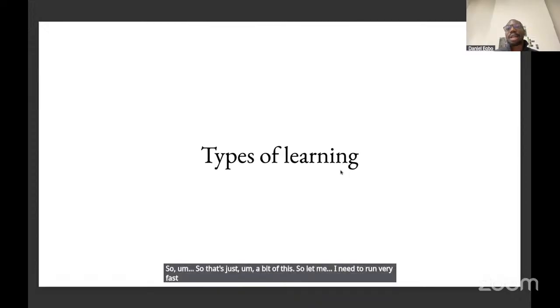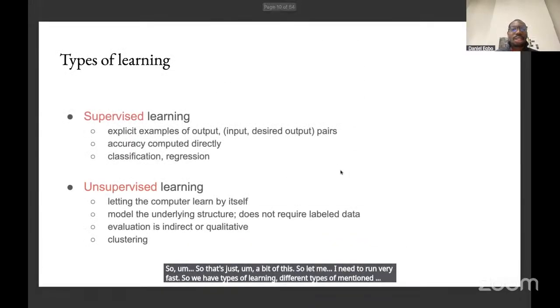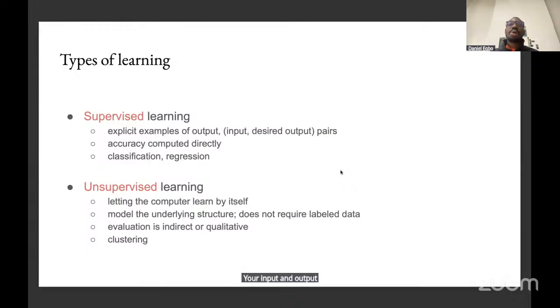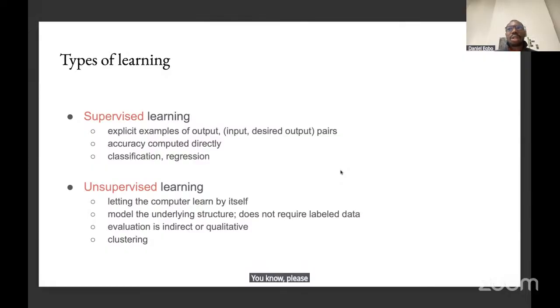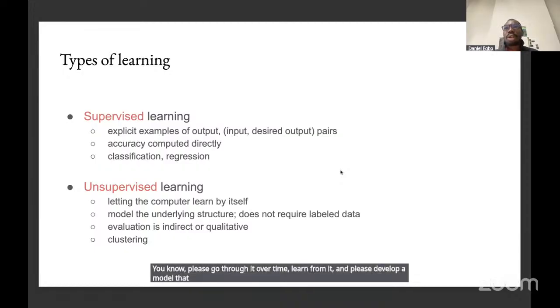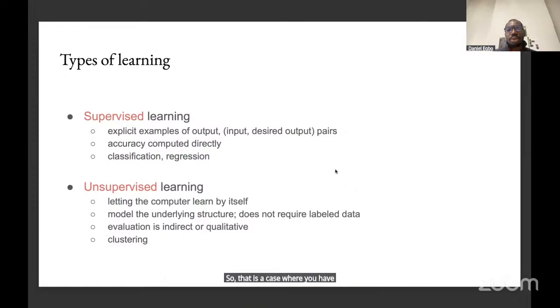So we have different types of machine learning. We have supervised learning, and we have unsupervised learning. Now, supervised learning is a case where you have your inputs and outputs well prepared and passed to the model, saying, hey, machine learning model, I have this data set, these are the properties, and this is the value. Please go through it over time, learn from it, and develop a model that I can reuse to do what? To make predictions. So that is a case where you have two sets of data.